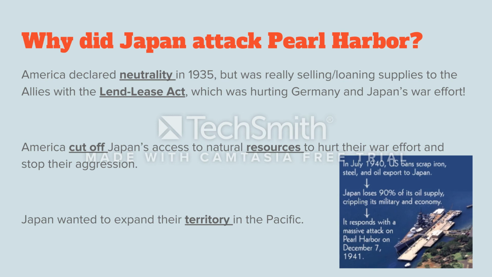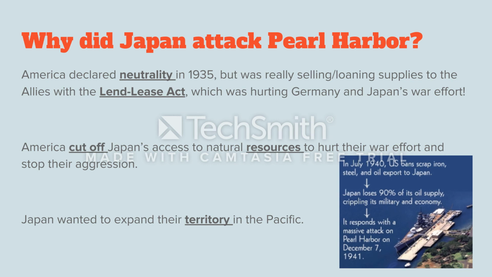If you remember, Japan is an island nation with little to no natural resources. They have fish, they have mountains, they don't have much else. They need to trade in order to industrialize and conduct war. So Japan answered this by attacking the United States at Pearl Harbor.